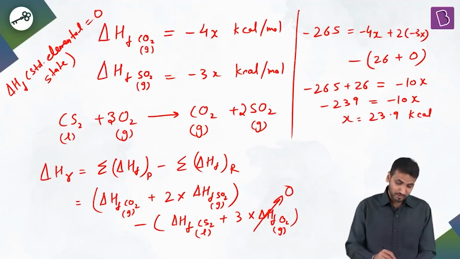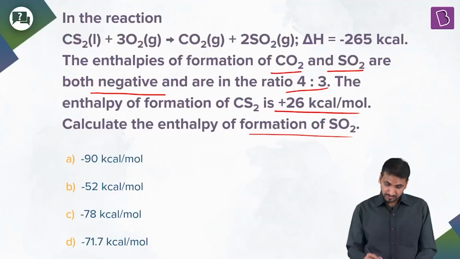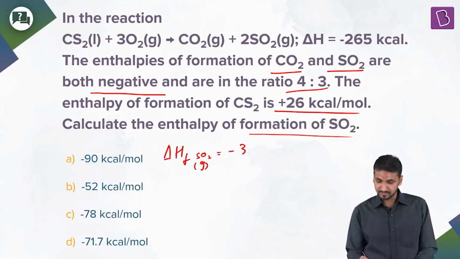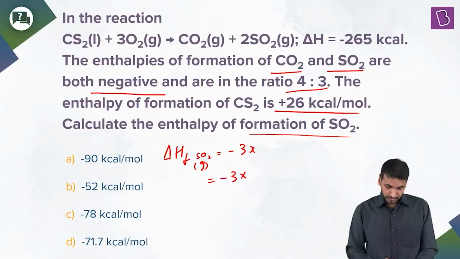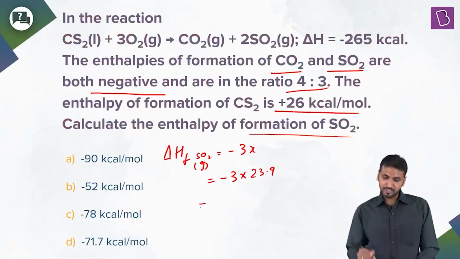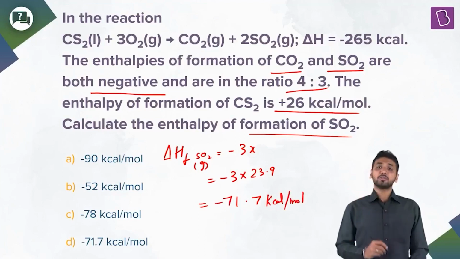Answer is no. You have to calculate enthalpy of formation of SO2, right? So this is what is required in the question. So delta H formation of SO2 gas is what we have assumed it to be minus 3x, right? And the value of x is coming out to be 23.9. Perfect. If you just multiply 23.9 into 3, it is 71.7. Minus 71.7 kilocalorie per mole is going to be your final answer.